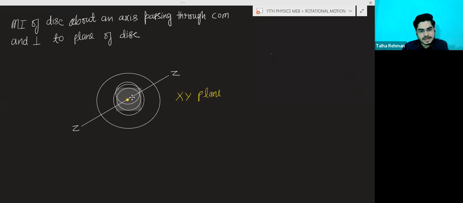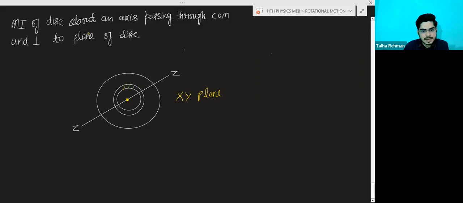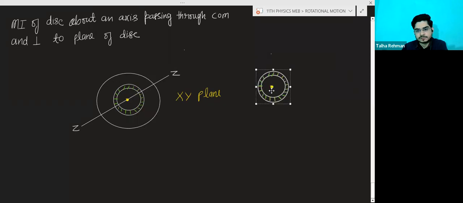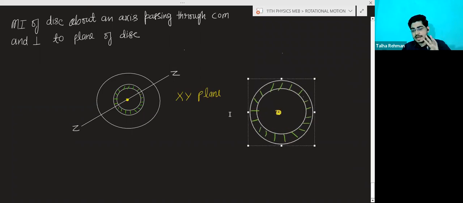I am taking an elemental ring. So this is an elemental ring, and this is a very, very small elemental ring. This elemental ring has the mass dm. I am showing it here. I am zooming in. Basically, this is the elemental ring.